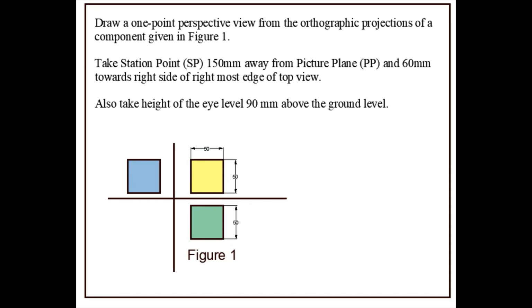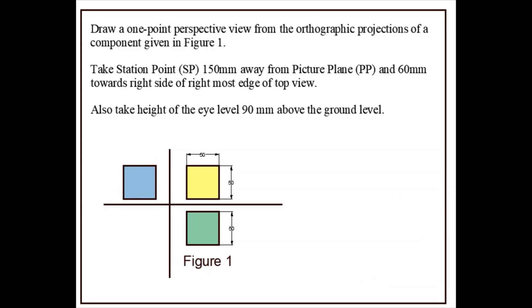Also the height of the eye level of the observer in this case is given to be 90 mm above the ground line. So the important things to be noted when we start this problem from the given data include, first of all, that we need to draw the one point perspective. So it means in this case there will be only one vanishing point. Secondly, since the height of the eye level of the observer is 90 mm above the ground line, the ground plane, we are going to get the bird's view in this case.